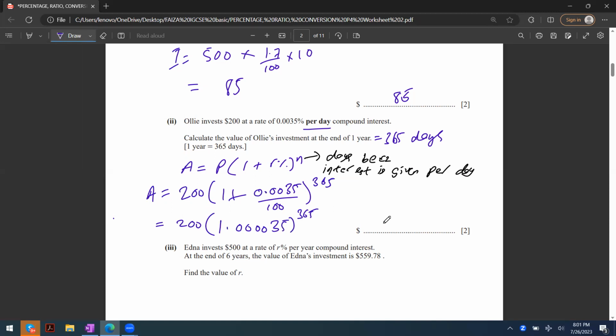That is going to be 200. 202.57. Yes, $202.57. Just $2, he's getting the interest. Okay, because the interest rate is too little.